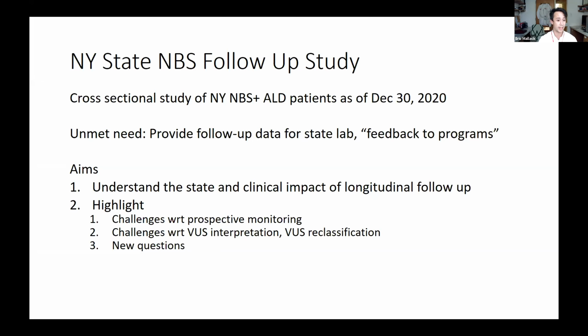I want to be clear, this is not a database. This is a one-time cross-sectional study with the idea that we are looking to get an understanding of the clinical status of the boys who are screened. Are they on adrenal replacement? Are they on monitoring? Have family members been identified? Things like that. It is not a longitudinal study.